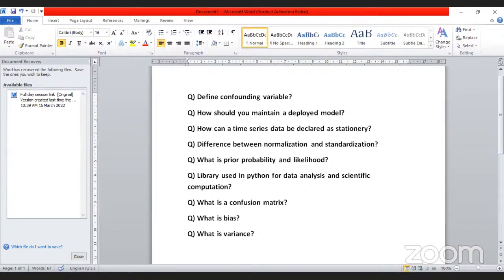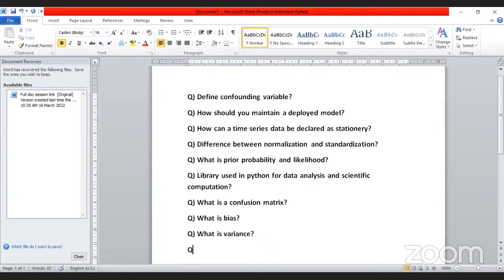Is it clear now what is the bias and the variance? Okay. Now next question is, what is the entropy in a decision tree?